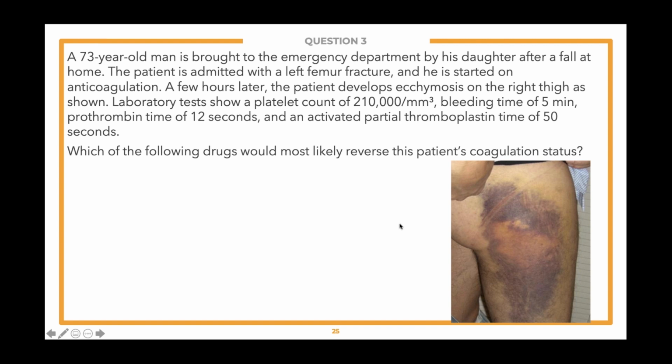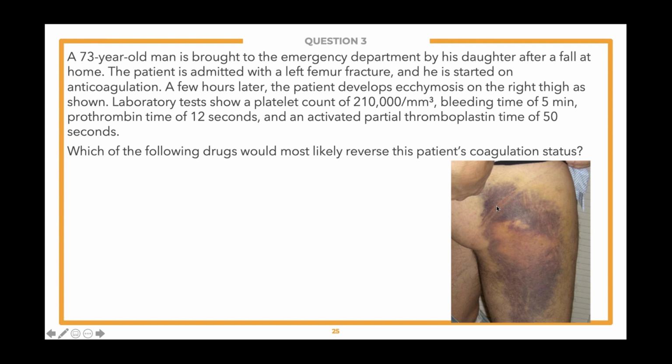A 73-year-old man is brought to the emergency department by his daughter after a fall at home. The patient is admitted with a left femur fracture, and he is started on anticoagulation. A few hours later, the patient develops ecchymosis on the right thigh, as shown. Laboratory tests show a platelet count of 210,000, bleeding time of 5 minutes, prothrombin time of 12 seconds, and an activated partial thromboplastin time of 50 seconds.